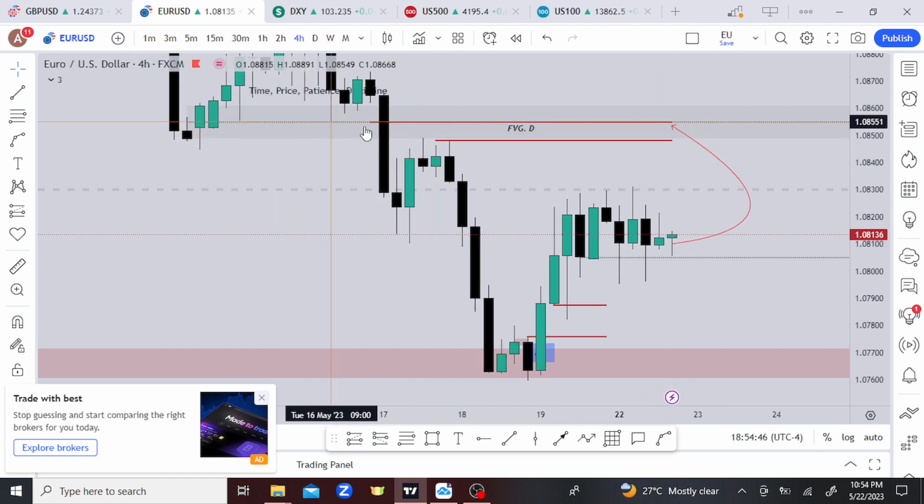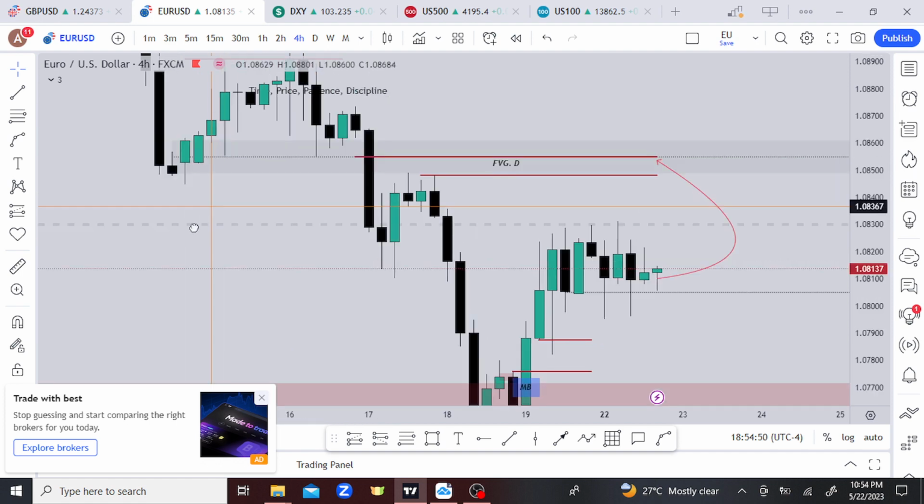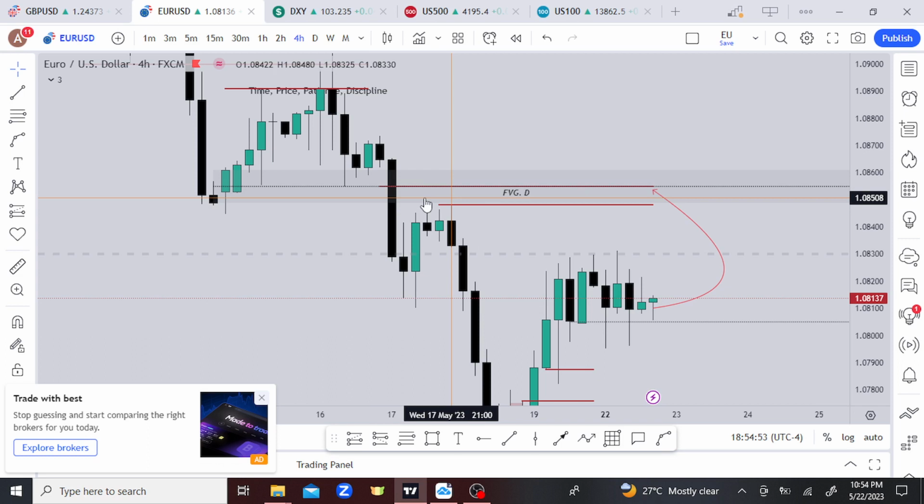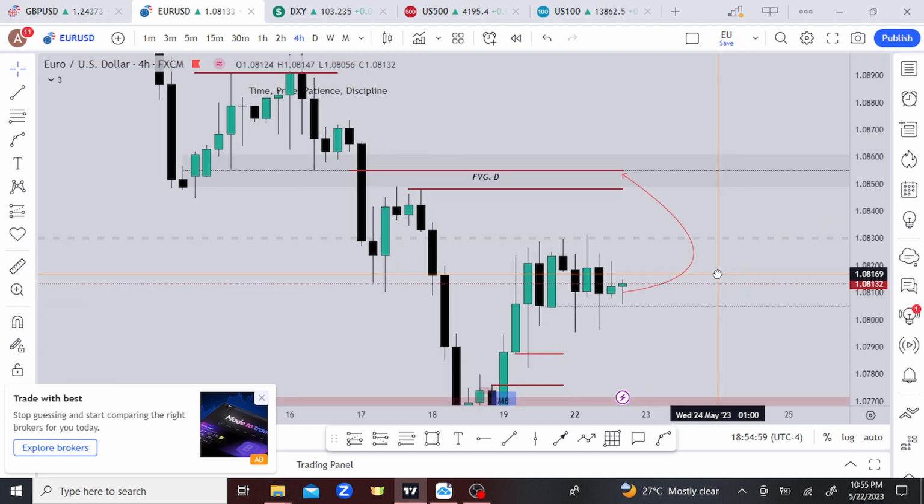Now this shaded area that you see here is the new week open gap. That's the ICT new week open gap, making that area a very strong draw on liquidity. Okay, so that will be my bias.